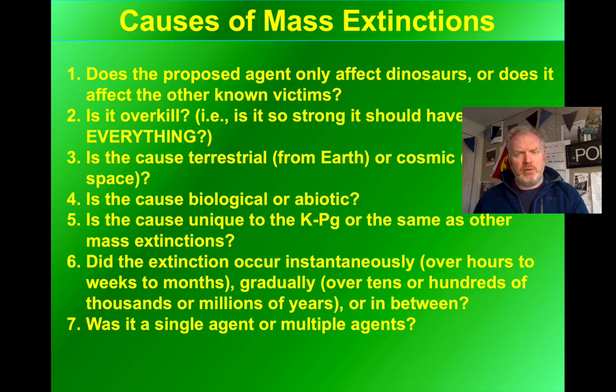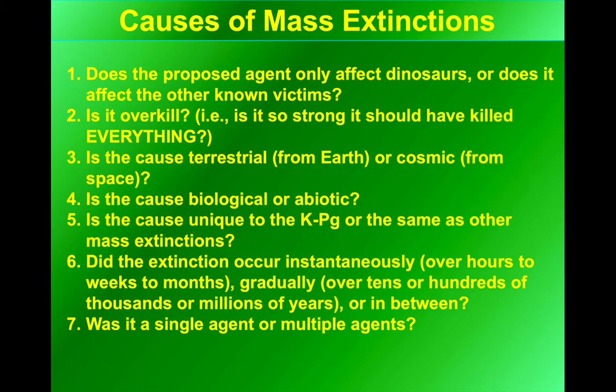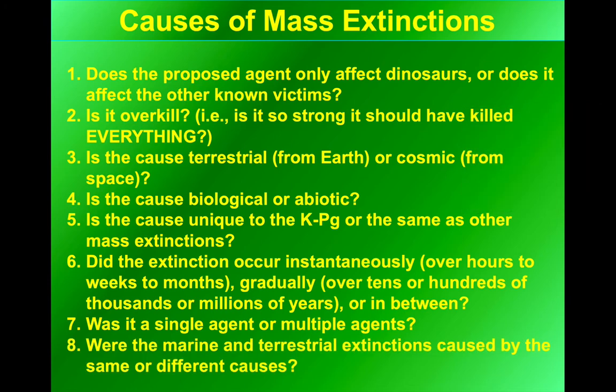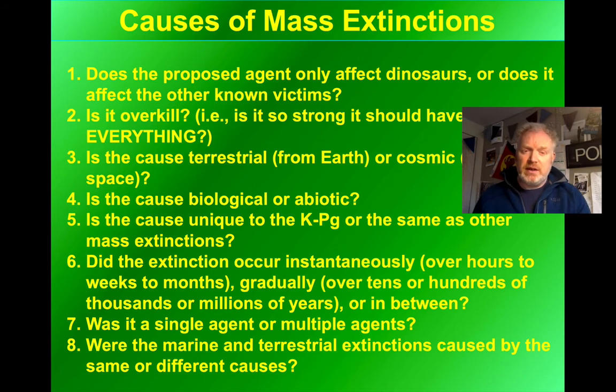Interestingly, was it one thing that caused the extinction, or were there several things happening simultaneously whose effects multiplied each other? And finally, if we've got marine and terrestrial extinctions occurring together, was that the same cause for both of those extinctions, or was it different? So there's a lot to consider when we're trying to come up with a mechanism for this.